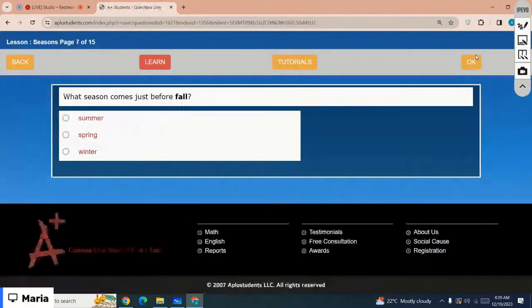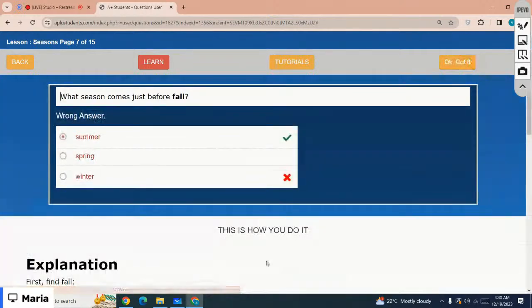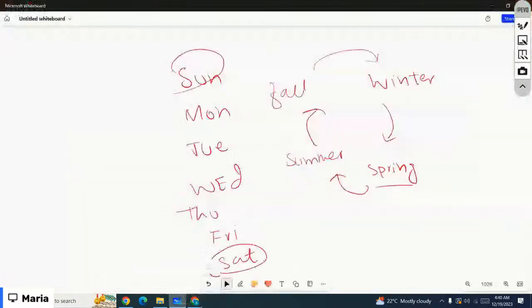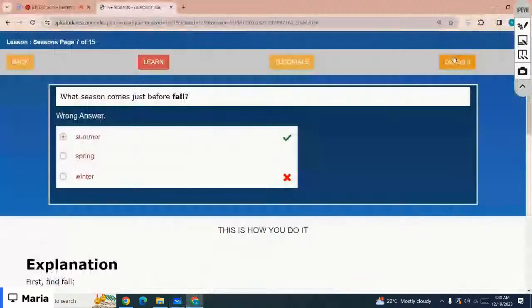What season comes just before fall? Which is the correct option? Before fall, it is winter. The correct option is winter. Oh, before fall, it is summer. Sorry. Before fall, it is summer. Sorry, after fall, it is winter.